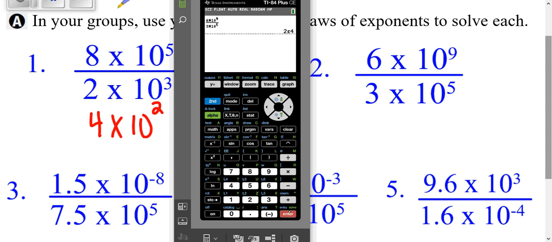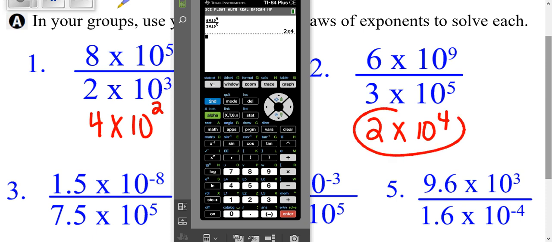So now you have 2 times 10 to the 4th. 2 to the exponent 4. That's how you read that in the calculator. And 6 divided by 3 is 2. 10 to the 9th divided by 10 to the 5th, 9 minus 5 is 4. Right? So you could have done that by hand, and then the rest of them, you really can't. Well, you can, but why would you do it?